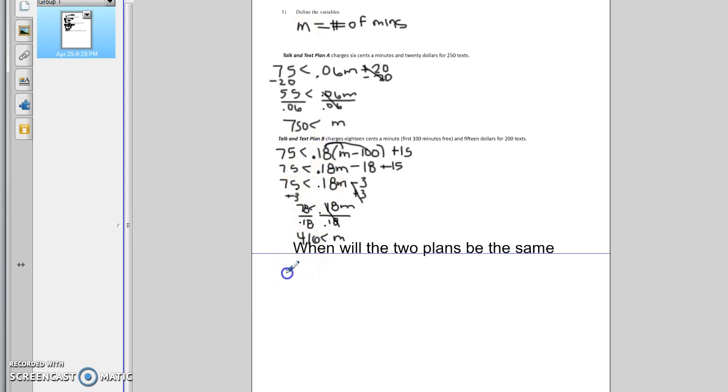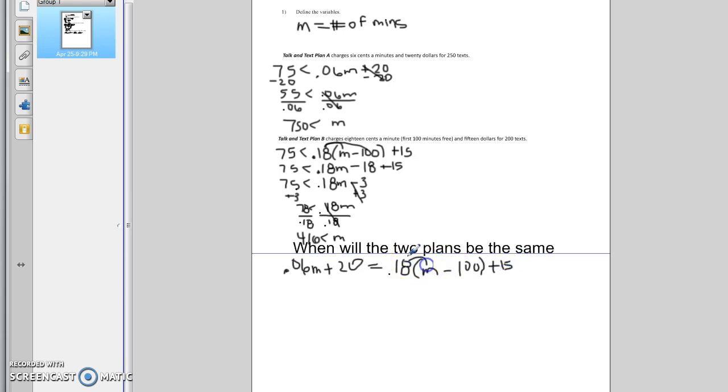And all I'm doing is I'm setting up this one right here, the equation for plan A. 0.06m plus 20 is equal to 0.18, and this is going to be my other plan, the cost of my other plan. So all it is, I'm setting the costs of my two plans equal to one another. That's all I'm trying to figure out, is when are the costs of my two plans going to be the same.